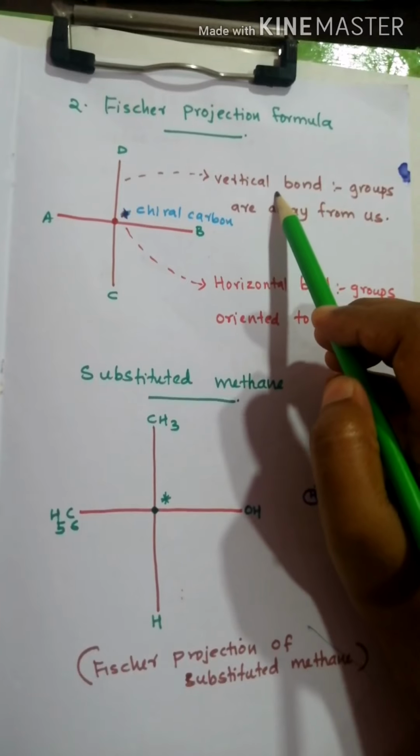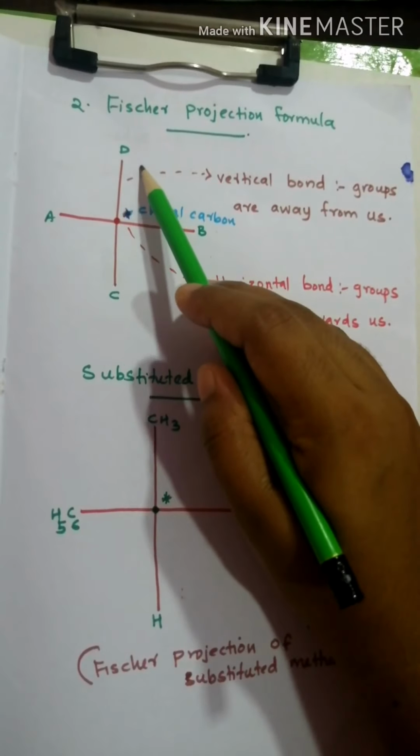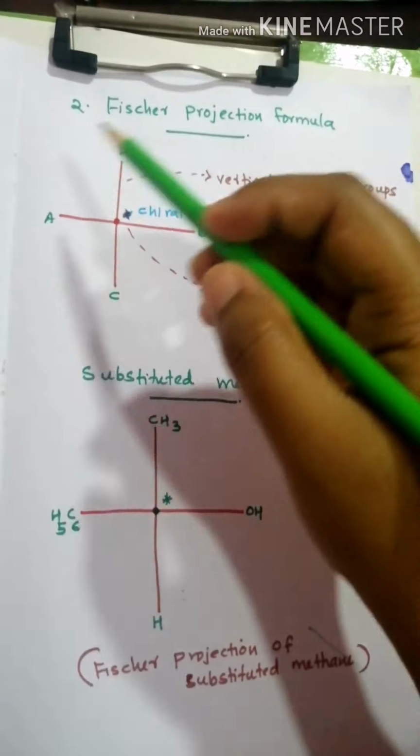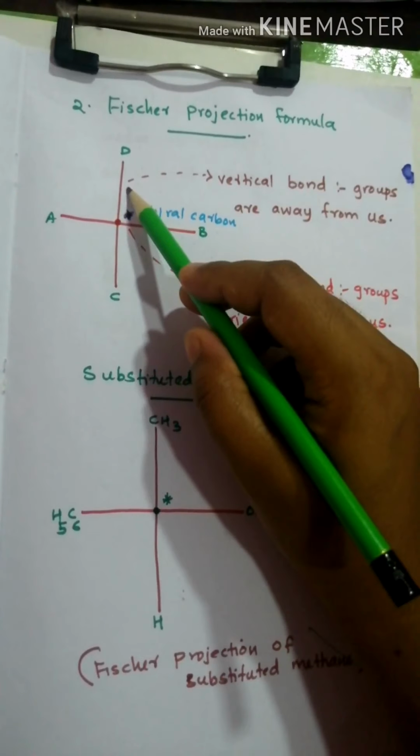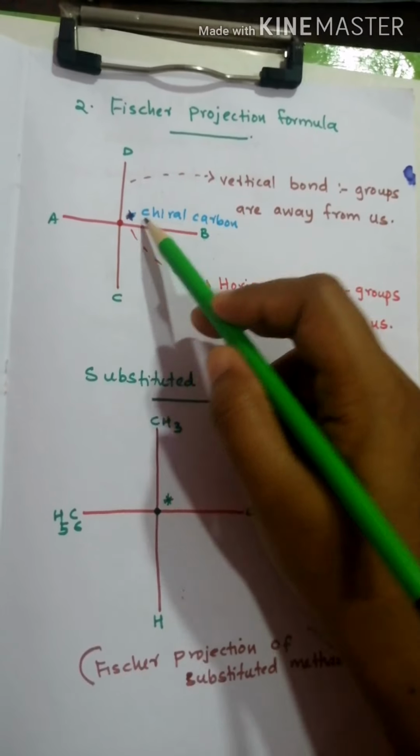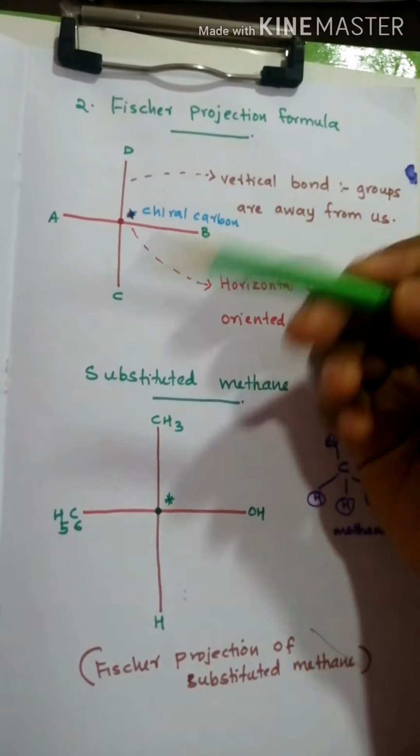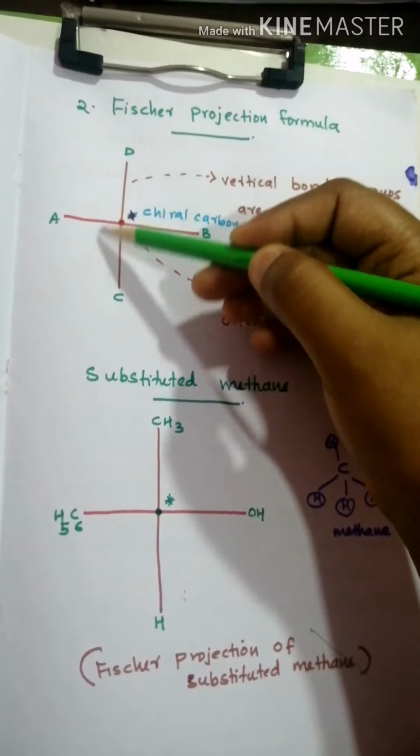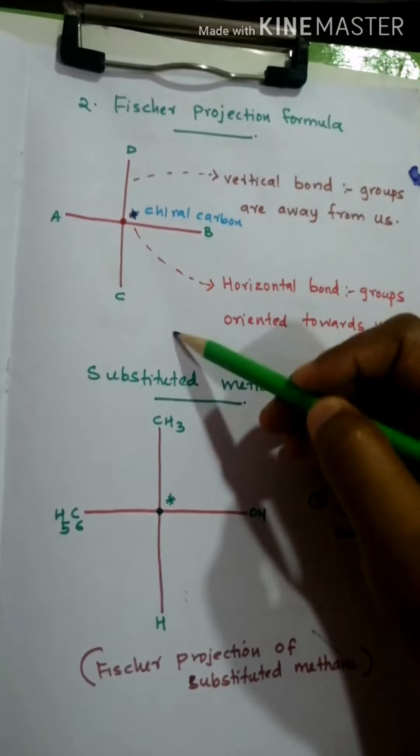Vertical bonds represent groups that are away from us. The same concept applies: bonds are behind the plane of paper or away from us. And horizontal bonds represent groups that are oriented towards us, or projecting towards us. These are the two kinds of bonds present in the Fischer projection formula.